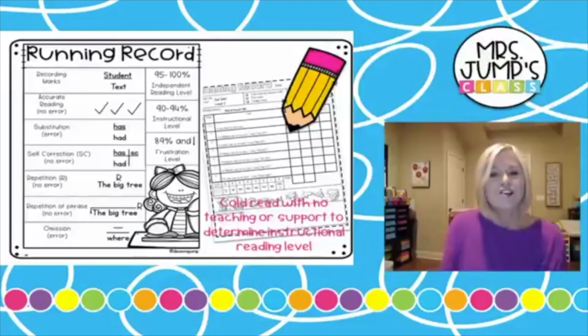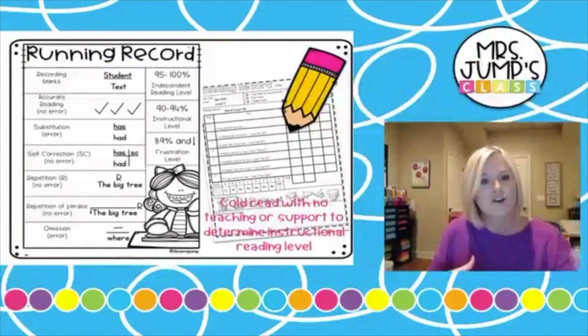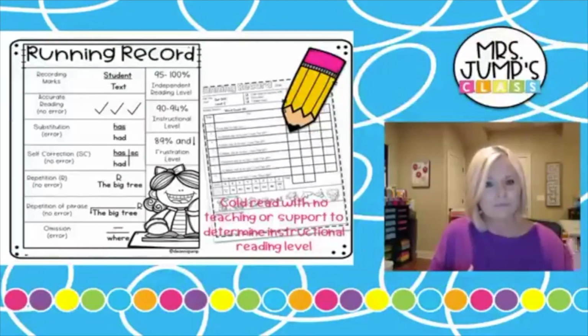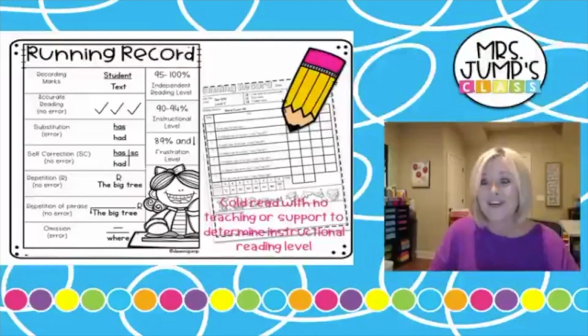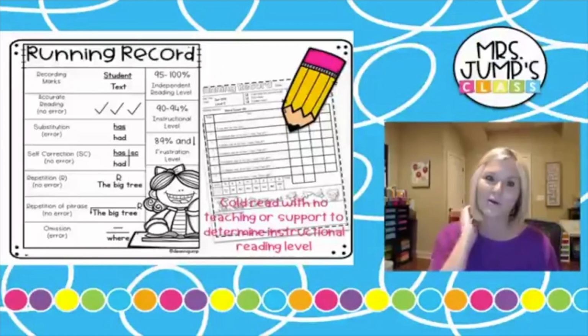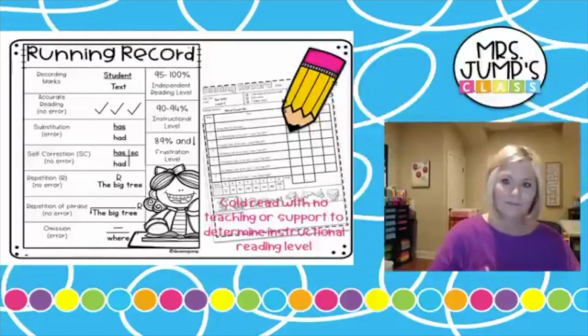So in the document that I gave you to print out, you have this running record form that shows you the recording marks. Now, as you start doing running records, you may develop your own system for recording, so you may change it up a little bit. But these are the standard recording marks that most people use on a running record.